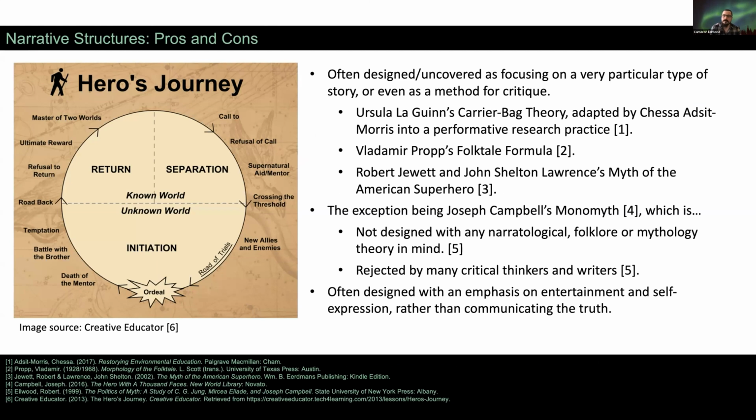Now, there's a lot of different narrative structures out there, as anyone who's taken a course in narrative design or creative writing will know. Many of these structures were developed out of fields such as folklore studies, and they're focused on particular types of stories. So things like Vladimir Propp's folktale formula for Russian folktales, but also things like Ursula Le Guin's carrier bag theory, which is also known as the feminist monomyth. And the reason I bring up Le Guin is because she was really pushing back against another structure, which many of us would be very familiar with.